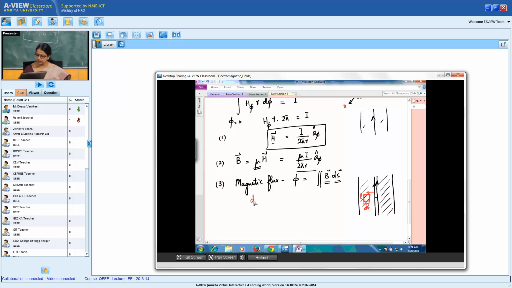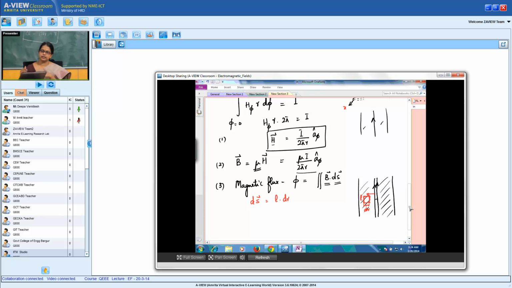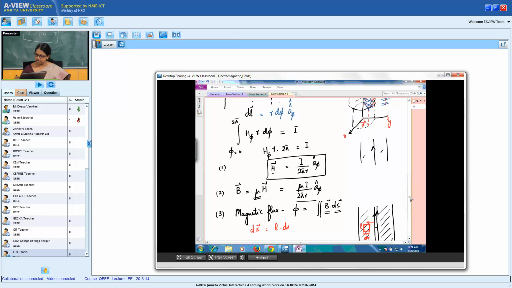So what is my dS? It is length times dr. And what would be the direction of dS? The direction of dS is always the direction of the outward normal to the surface. And what is the outward normal now? In this cylindrical coordinate system, the outward normal is a phi.